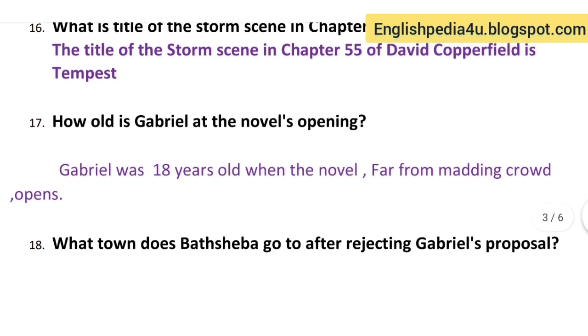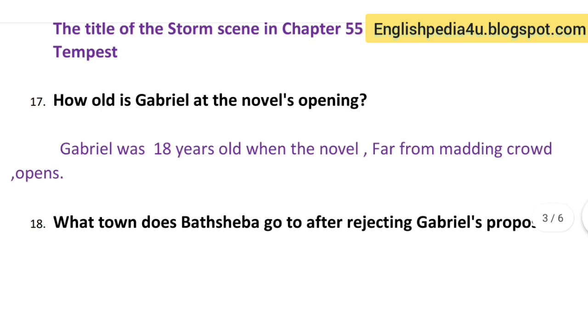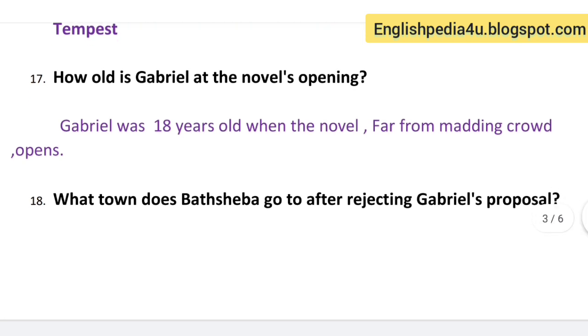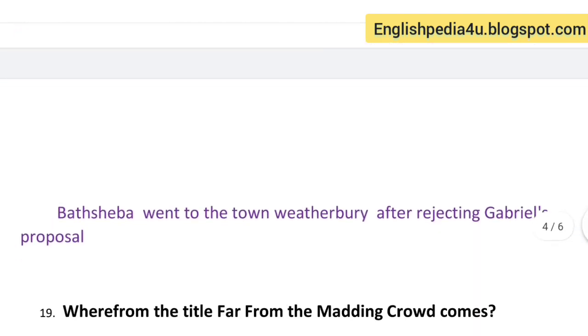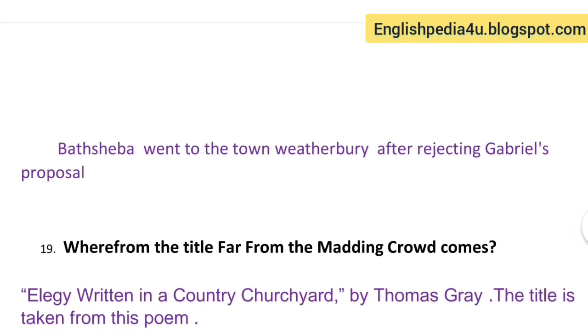How old is Gabriel at the novel's opening? Which is this novel? This novel is Far From the Madding Crowd. So Gabriel was 18 years old when the novel Far From the Madding Crowd opens. What town does Bathsheba go to after rejecting Gabriel's proposal? Bathsheba went to the town Weatherbury after rejecting Gabriel's proposal.